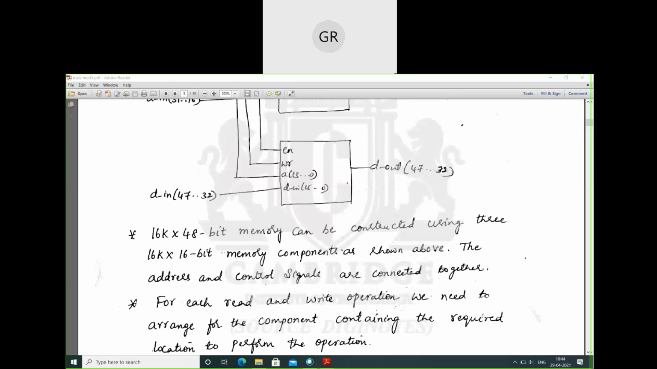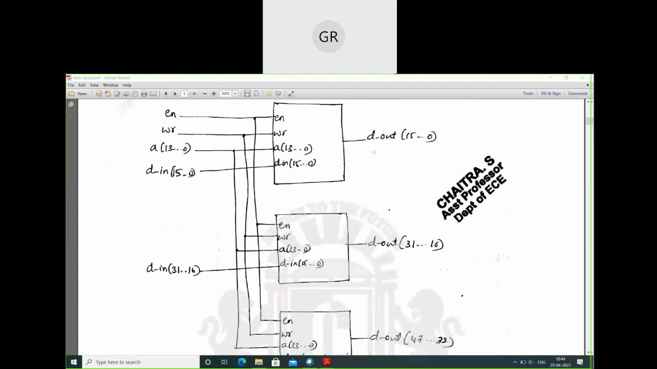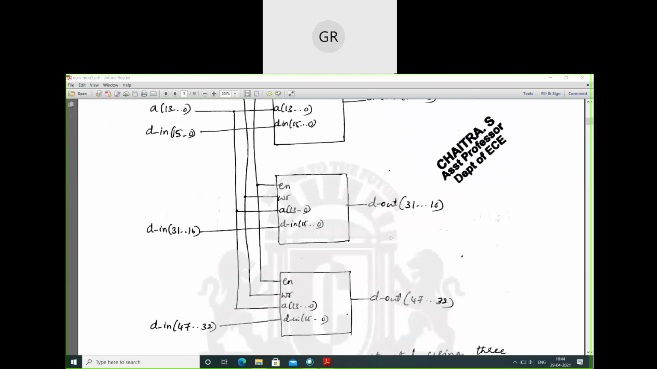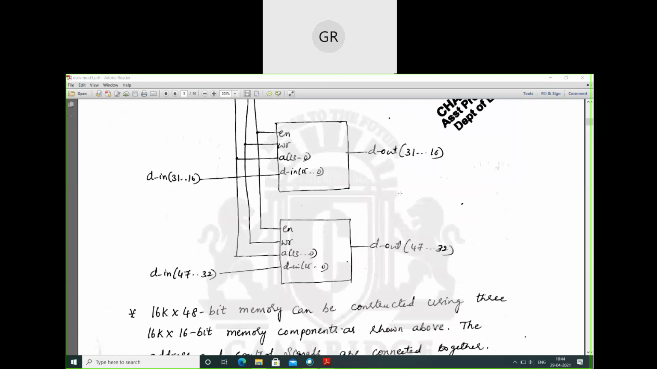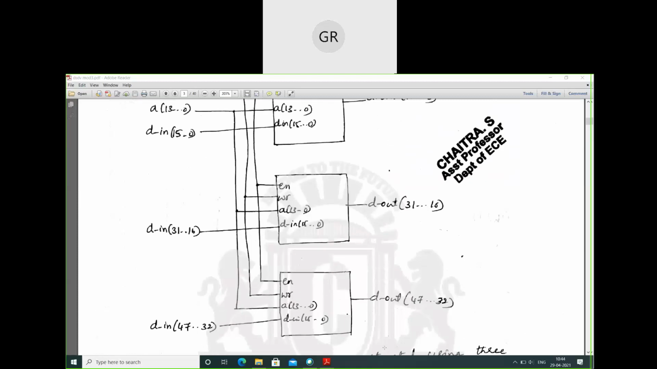Here 16K into 16-bit, how much? 2,56,000. Okay, what is the total capacity here? The total capacity is around 7 lakh, right? From this, we will get 2,56,000. Here we can get the 16-bit data.